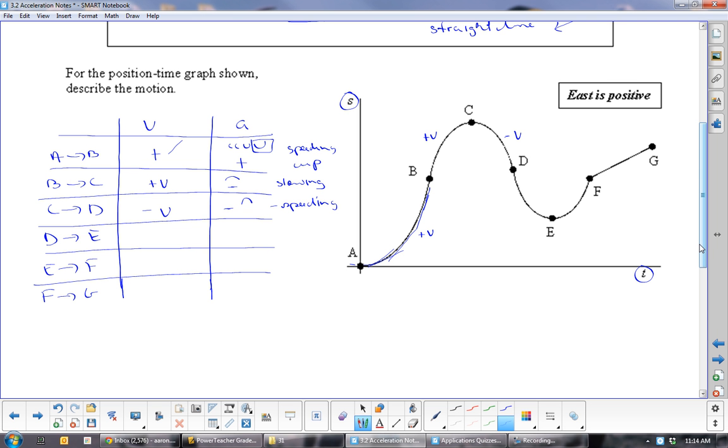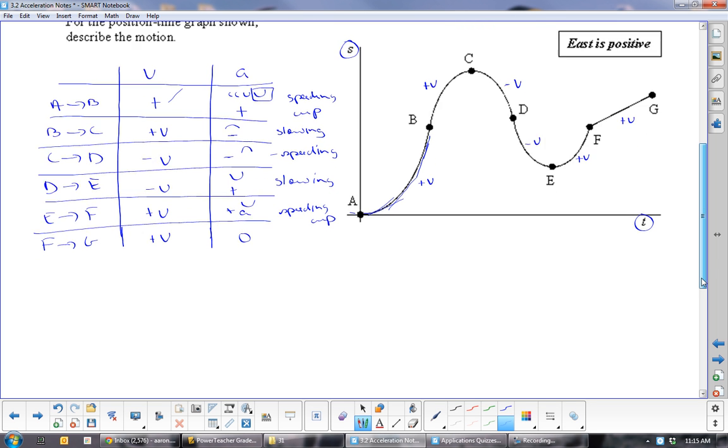Okay, D to E, negative velocity. Yep, positive acceleration because it's concave up. So this would be slowing. E to F would be positive velocity and positive acceleration. It's concave up. So that would be speeding up. Now F to G would be what kind of velocity? Positive velocity and 0 acceleration. 0 acceleration will be a constant speed.